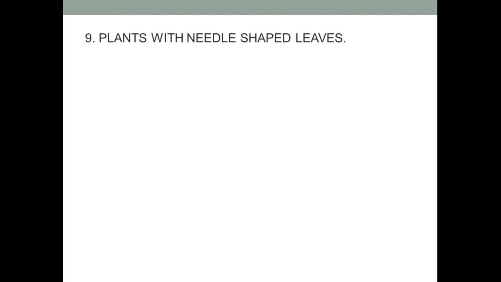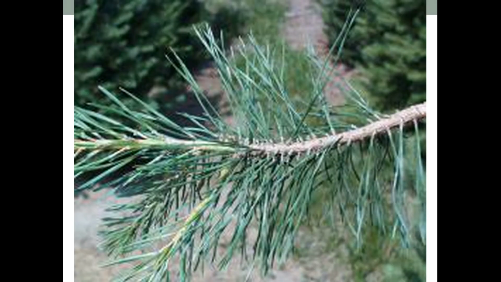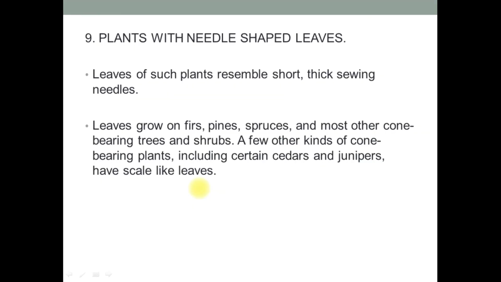Number 9, we have plants with needle-shaped leaves. And the leaves of this kind of plants actually resemble a sewing needle, and they grow on plants such as pines. If you take a look at what the leaf of a pine tree looks like, it is a very good example of a narrow, needle-shaped leaf.